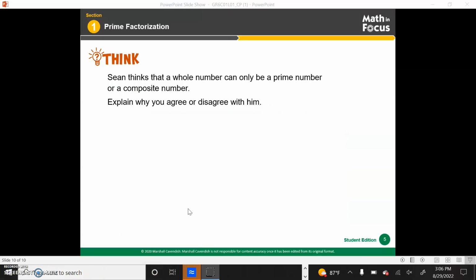Okay, so we're going to go back to the think question. Something to think about here says: Sean thinks that a whole number can only be a prime number or a composite number. Explain why you agree or disagree with him. We'll talk about this in class.